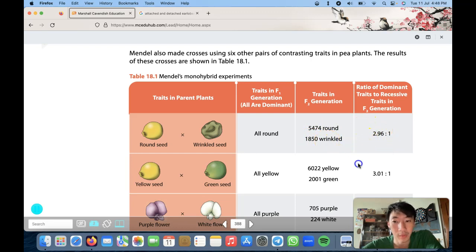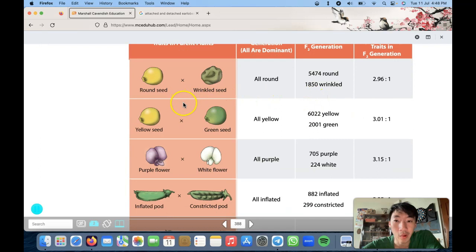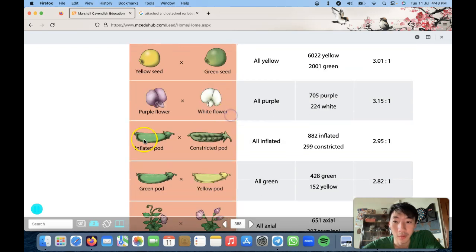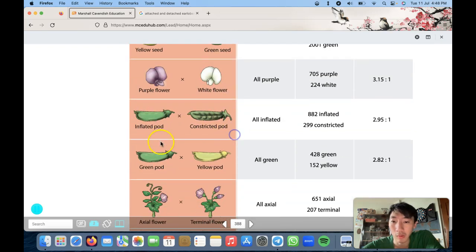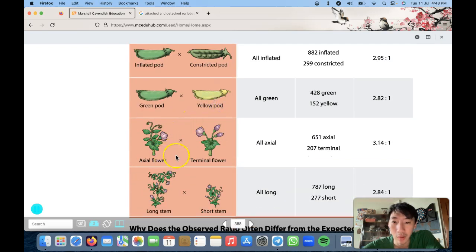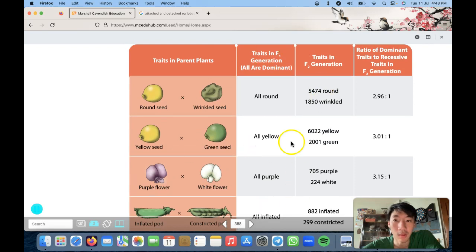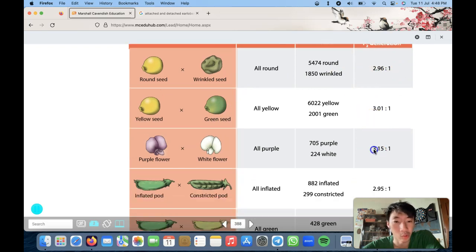near 3:1. He repeated this for various other properties, like yellow versus green seed, purple flower versus white flower, inflated pod versus constricted pod, green pod, yellow pod, axial flower, terminal flower, long stem, short stem. And what he realized was that across almost all of these different traits, he got a ratio that is very, very close to 3:1. Not all of them are 3:1, of course.